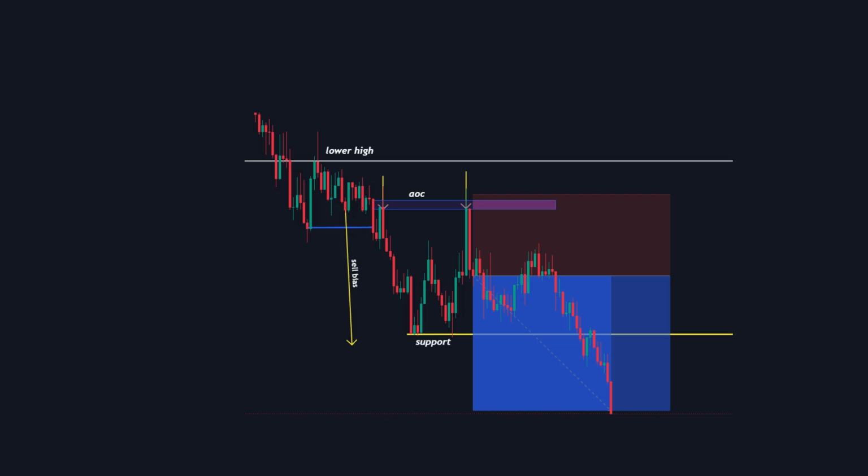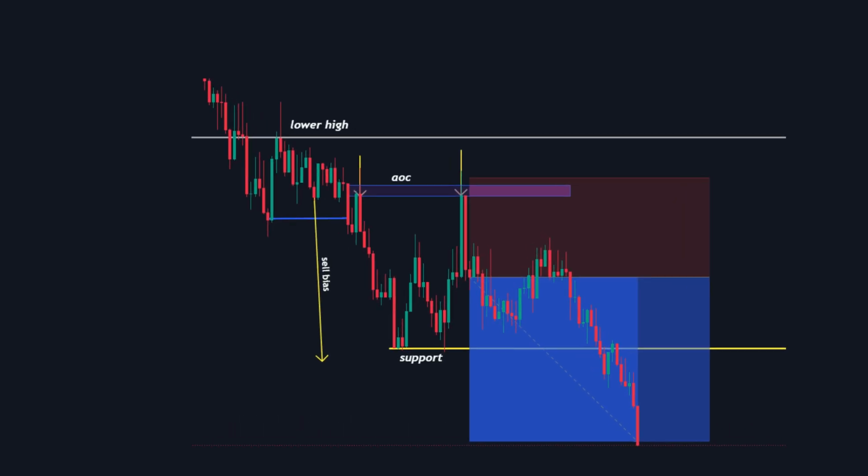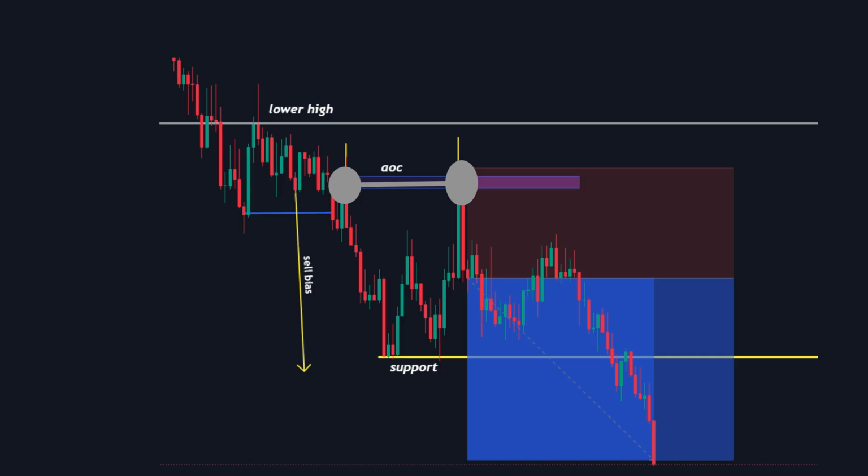Support and resistance are not always perfect single prices. They are decision areas. That is why the BYBT model uses an area of confluence, or AOC, instead of pretending the market must react to one exact line.